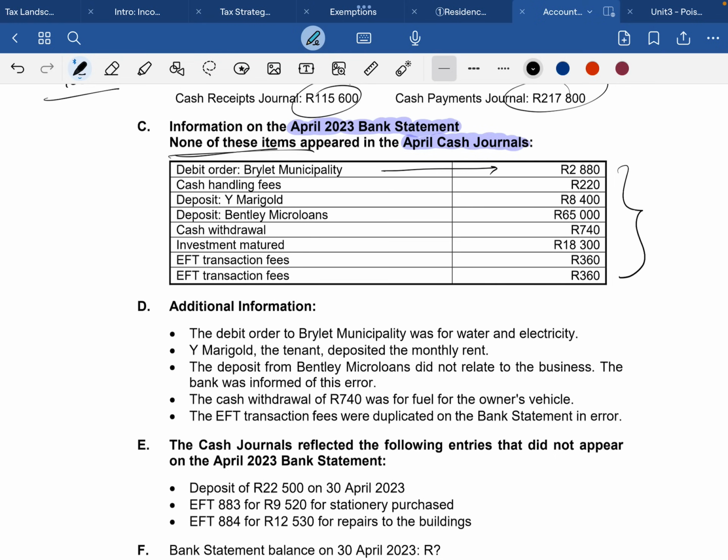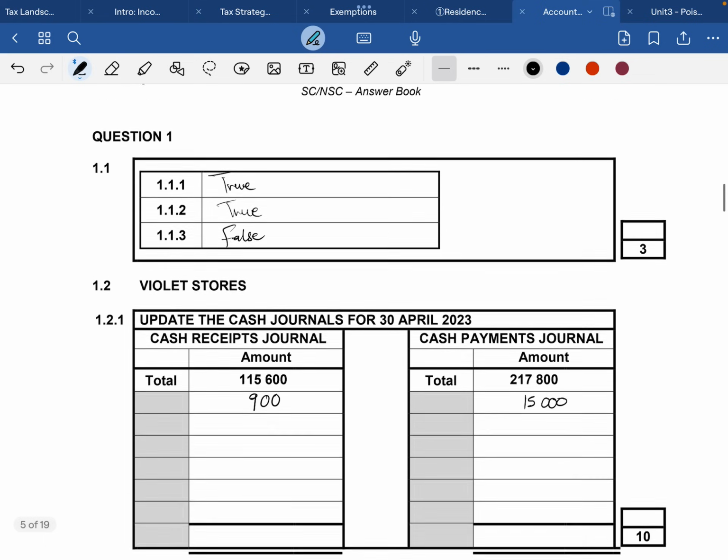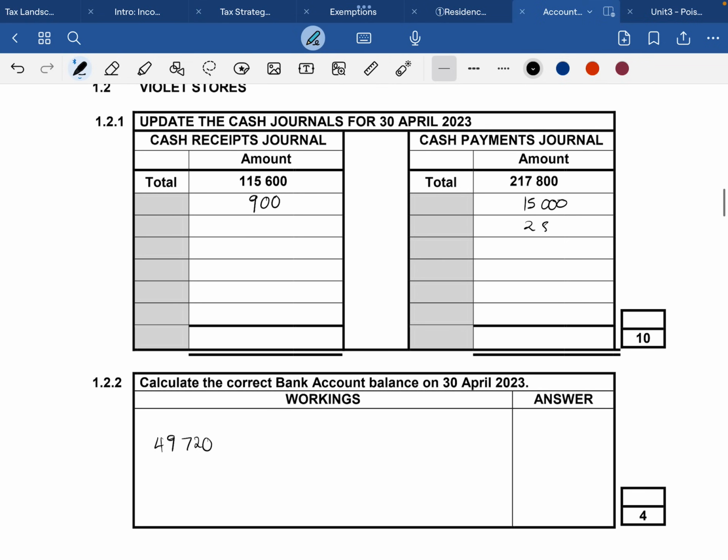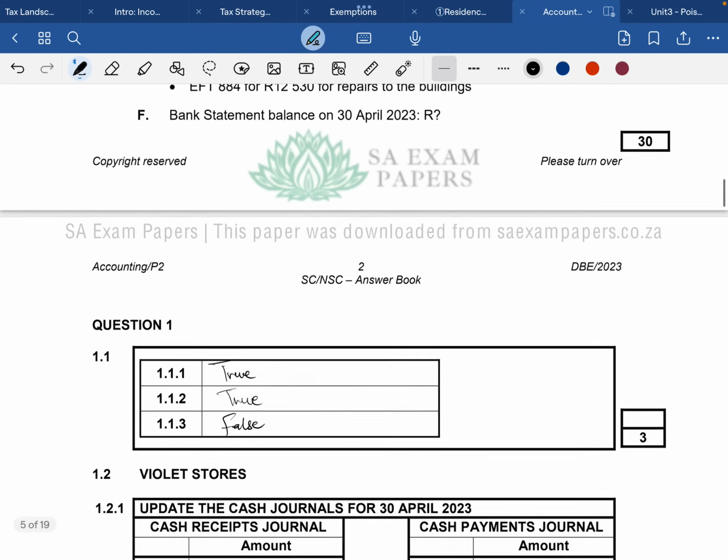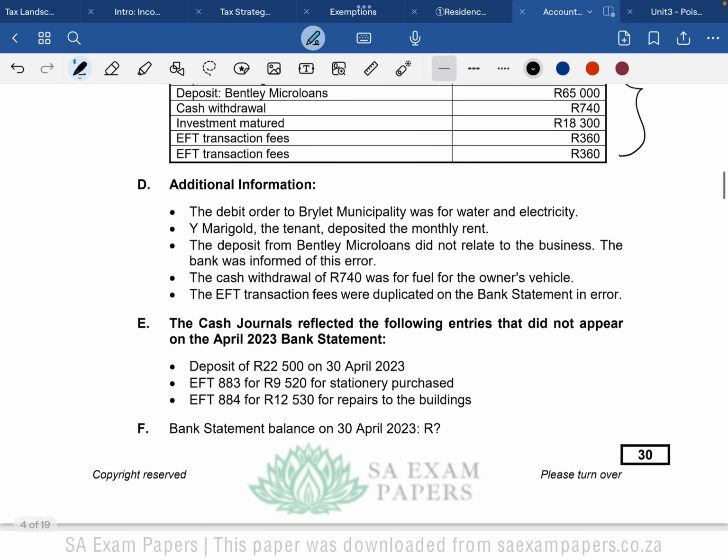So remember that whatever happens when we're using cards and stuff, it's not really cash. So it cannot be recorded in the cash payments journal. So this is another reason we're doing the bank recon. Whatever was not recorded in the CPJ or the CRJ, but was in the bank statements, we need to account for that too. So here in the CPJ, we had 2,882 as a debit order for water and electricity.